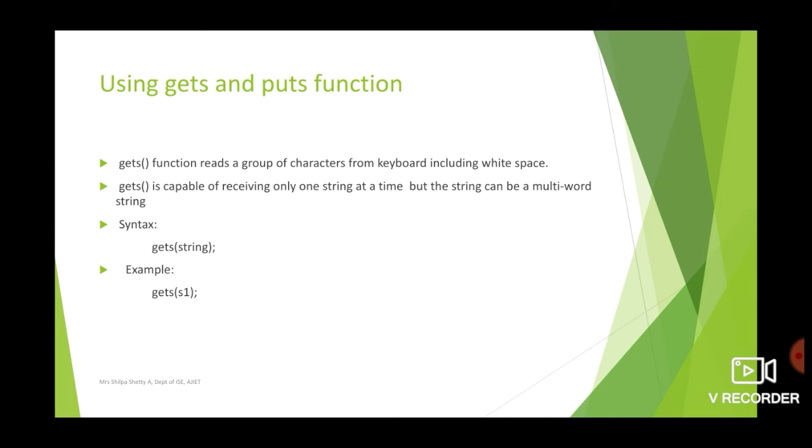Then how do you indicate the end of input? Once you press the enter key, the compiler will consider it as the end of the input. So the end of the input here is indicated by hitting the enter key. gets is capable of receiving only one string at a time, but the string can be a multi-word string. The syntax of gets is gets, and within brackets you write the name of the string into which you want to store the value. For example, gets(s1). When the compiler encounters this statement, it will wait for the user to enter a string and that string gets stored in s1.